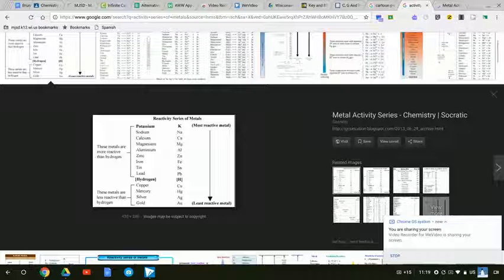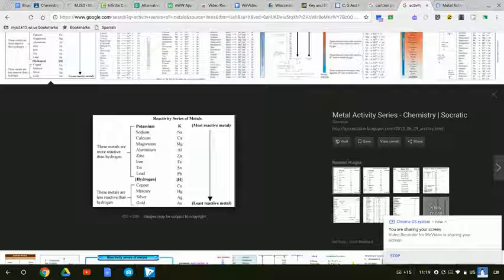There are hundreds, if not thousands or millions, of activity series charts that you can find by doing a simple Google search. The one that's on the back of your periodic table is good enough for what we need in intro-level chemistry, so you can always refer to that one.